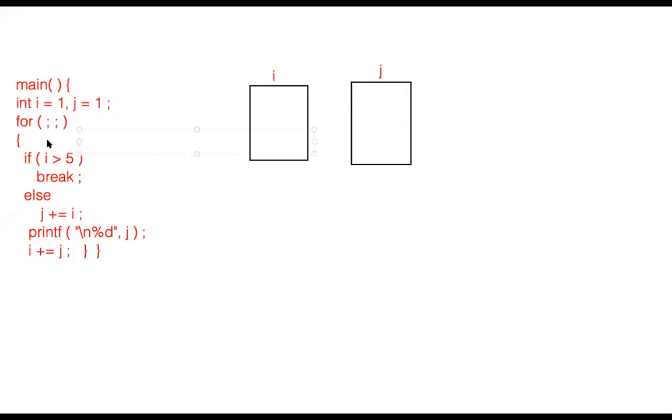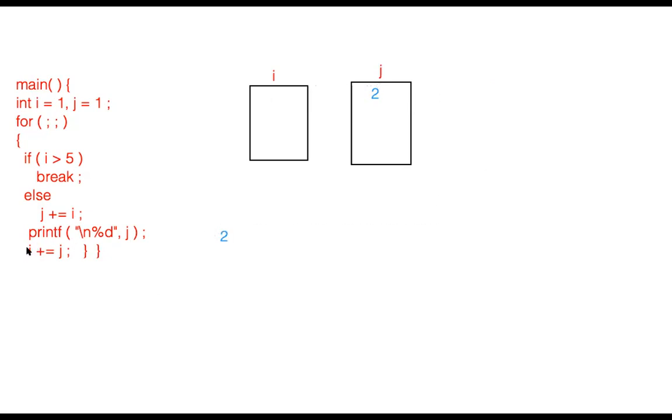Now next, it will go inside, the condition is false, so else: j is equal to j plus i. This is the shorthand notation of j is equal to j plus i. The previous value of j is 1, so 1 plus 1, i is also 1, 1 plus 1 is 2. So your j has the new value 2. And then printf j, so the output is 2.